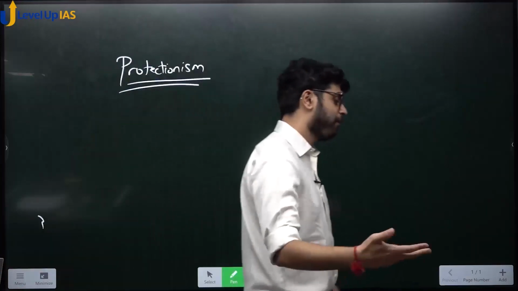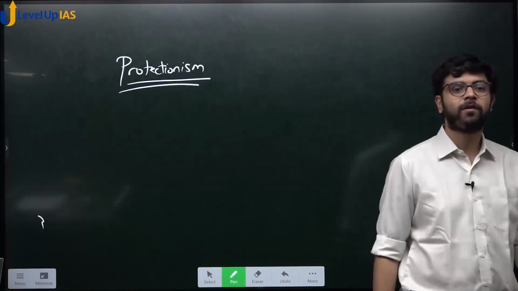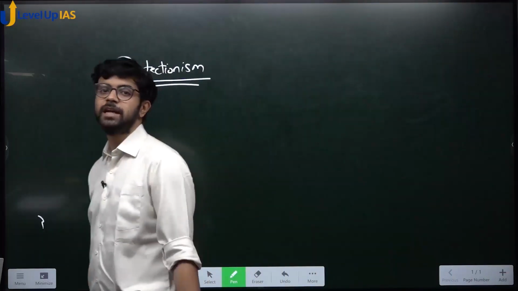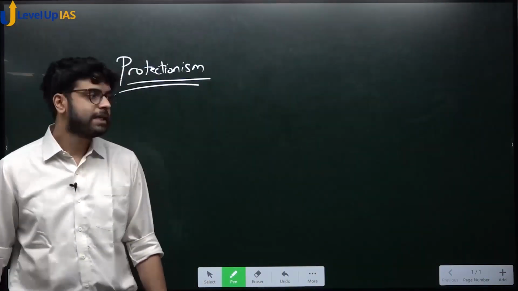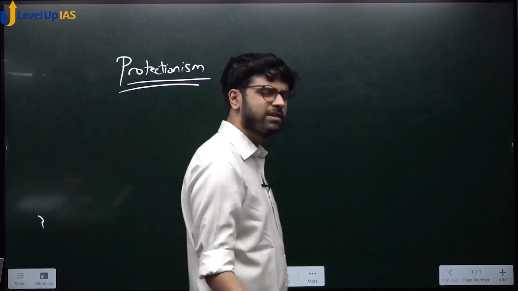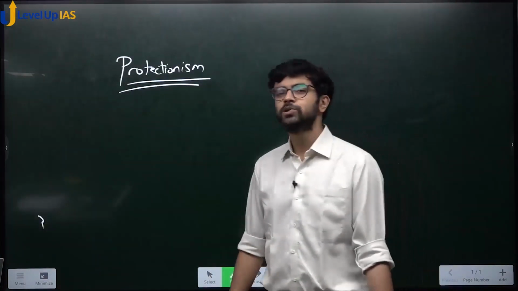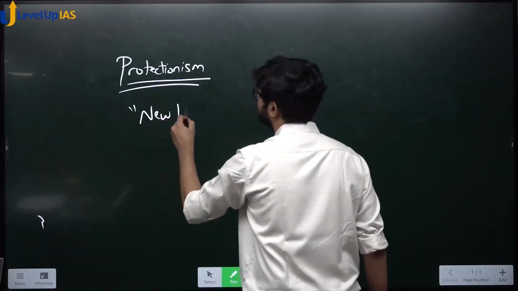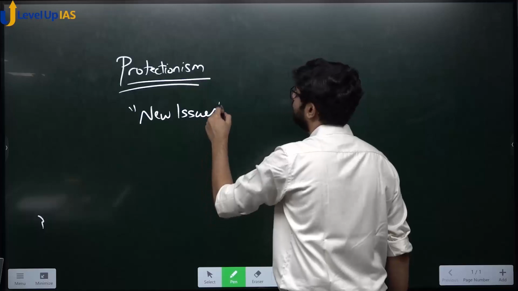But before that, what is TRIPS plus? Do you remember what is TRIPS plus? There are two things under TRIPS plus. One, data exclusivity, and second, patent term extension. Okay, now I am going to tell you something which is a small thing, but you might use it in your mains. Something called, in WTO only, new issues. What are new issues?